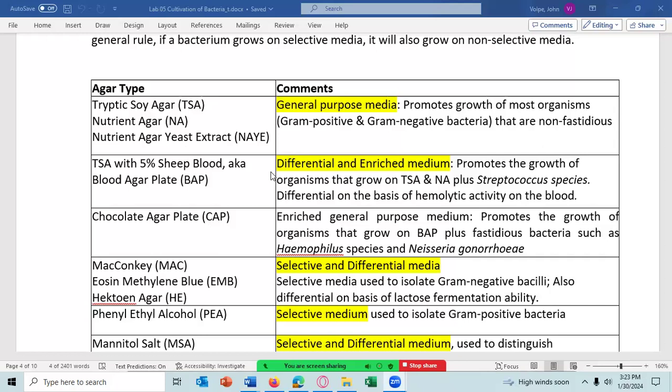Then we have differential and enriched medium. This would be a blood agar, BAP, promoting the growth of fastidious organisms like Streptococcus pyogenes. It's also differential, allowing you to differentiate the cells on their hemolytic activity. There's CAP, and this is only an enriched general purpose media.